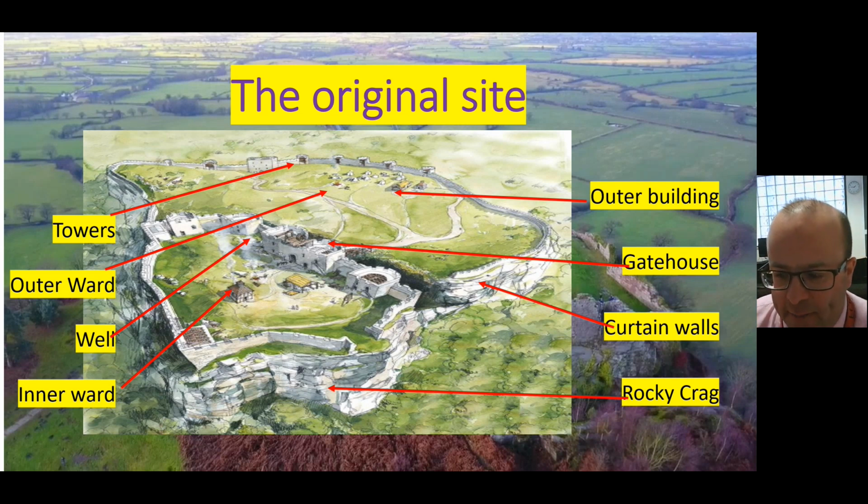You can see the rocky crag at the back, 500 feet high. That helps this defensive structure. All the towers on the outer curtain walls are almost shaped like the letter D, semicircular. Good for looking out and having a vantage point to see all around.